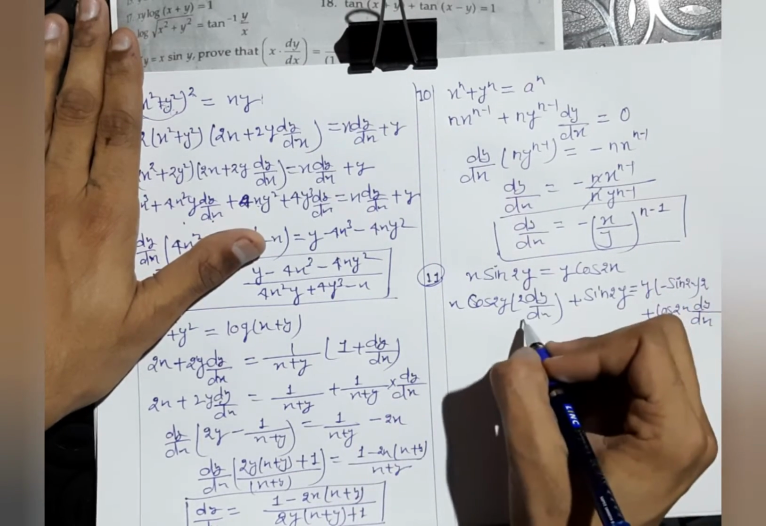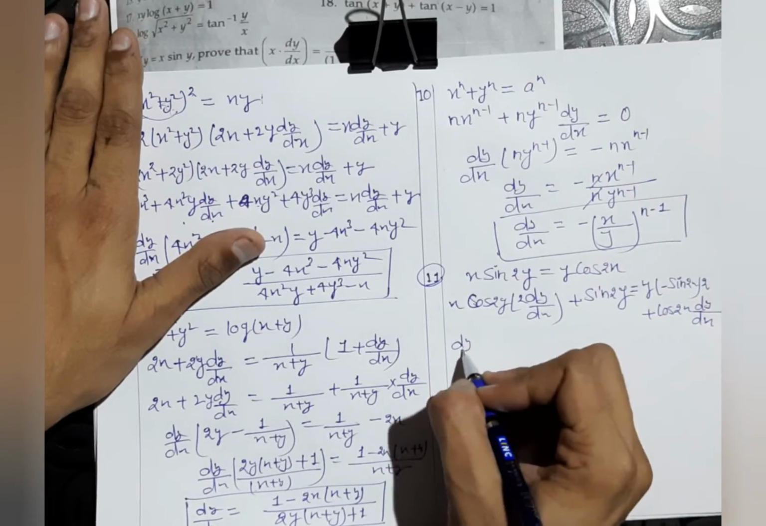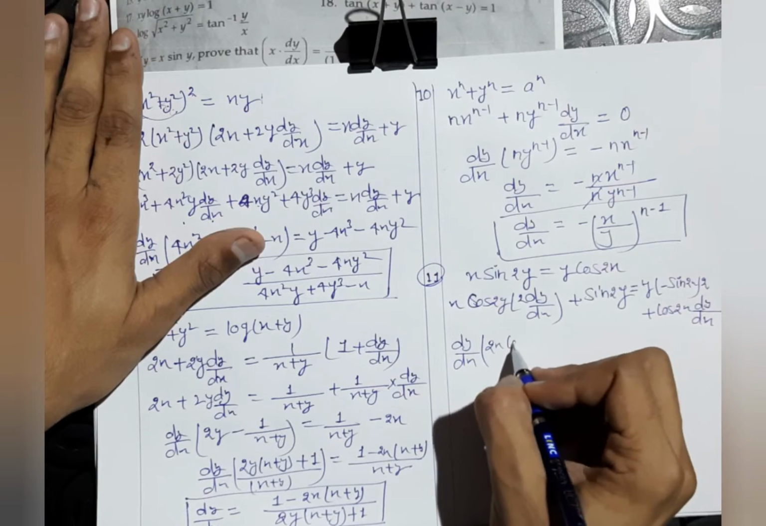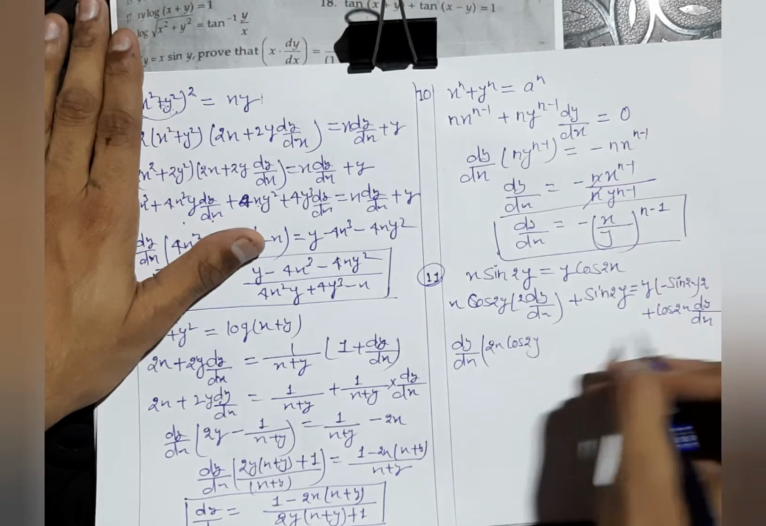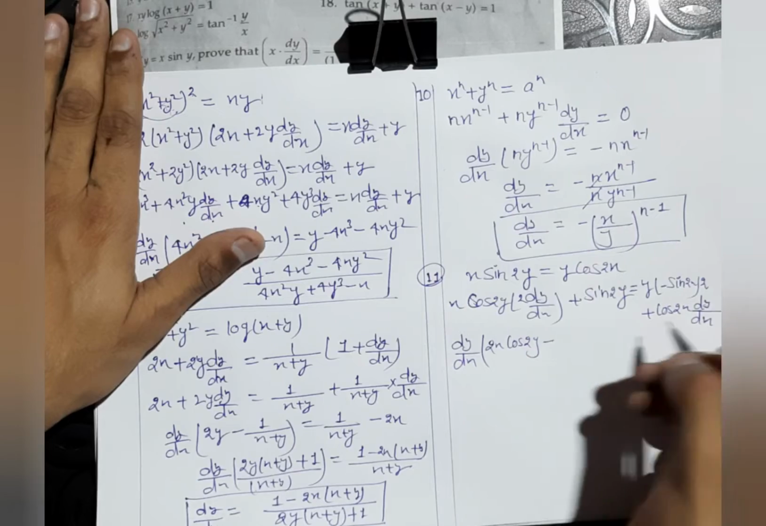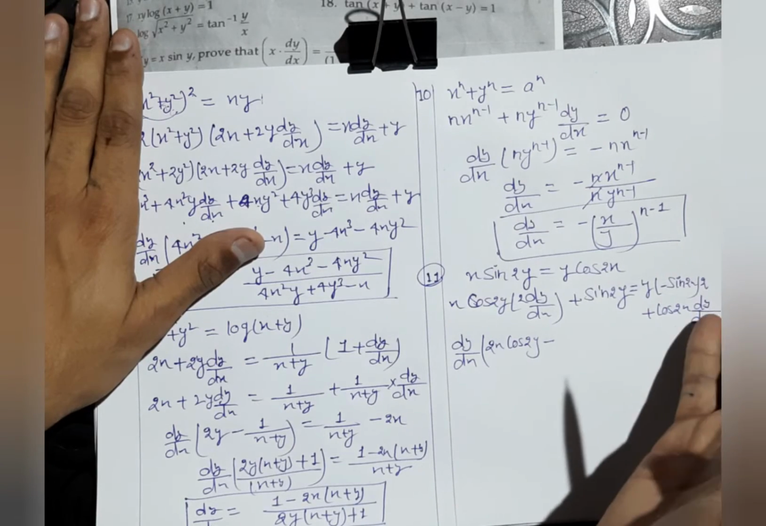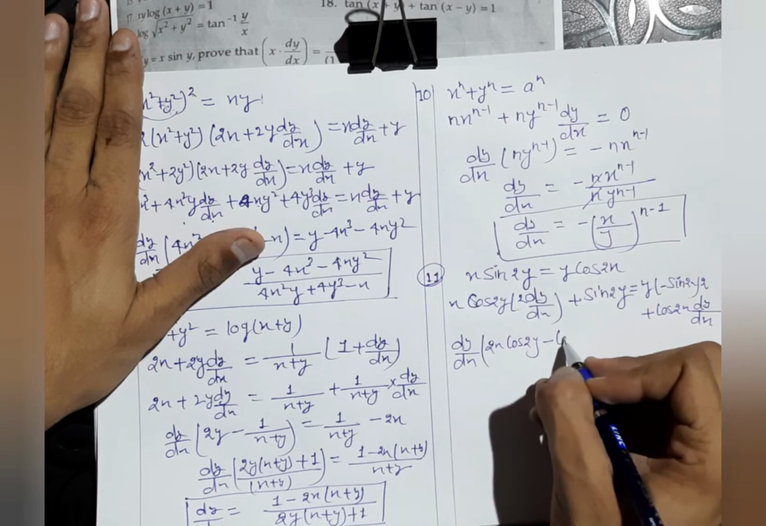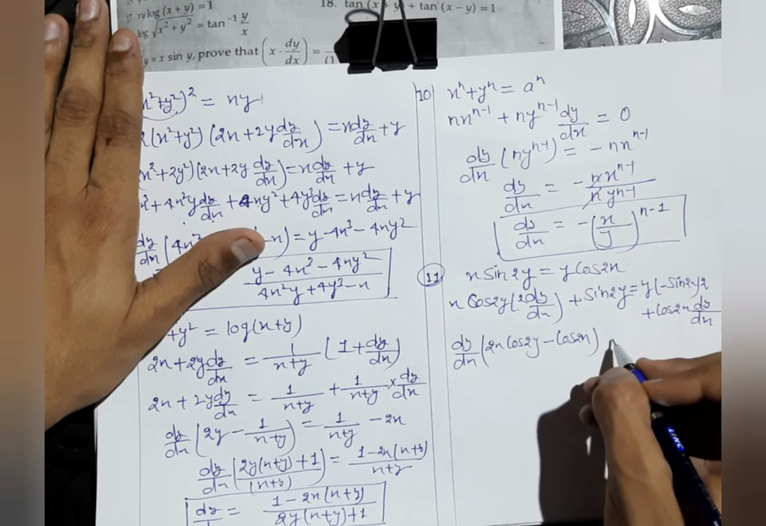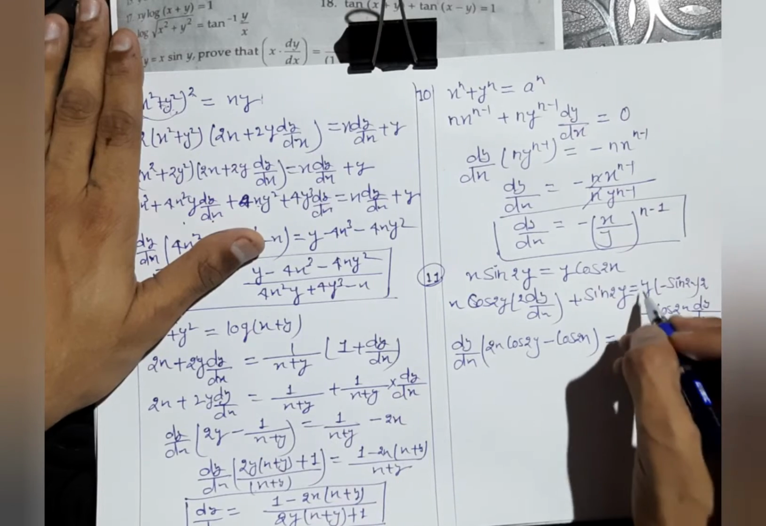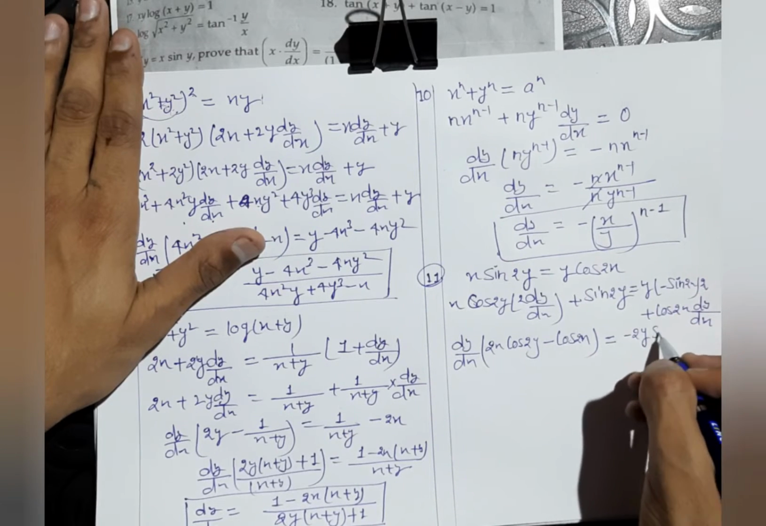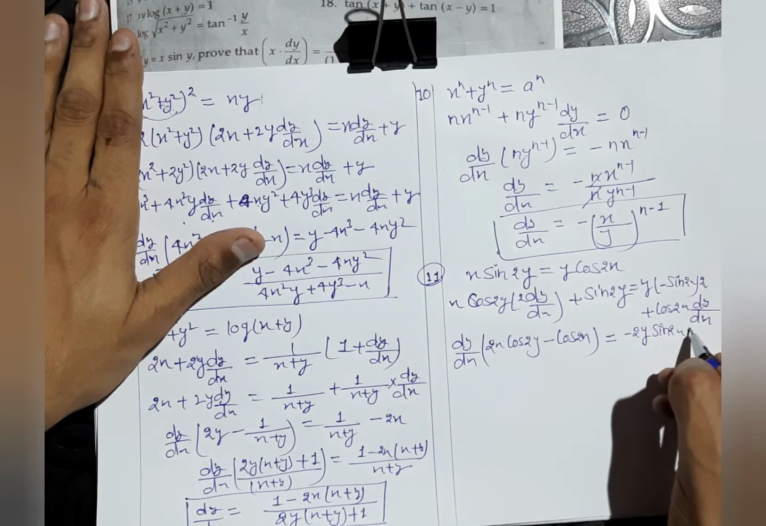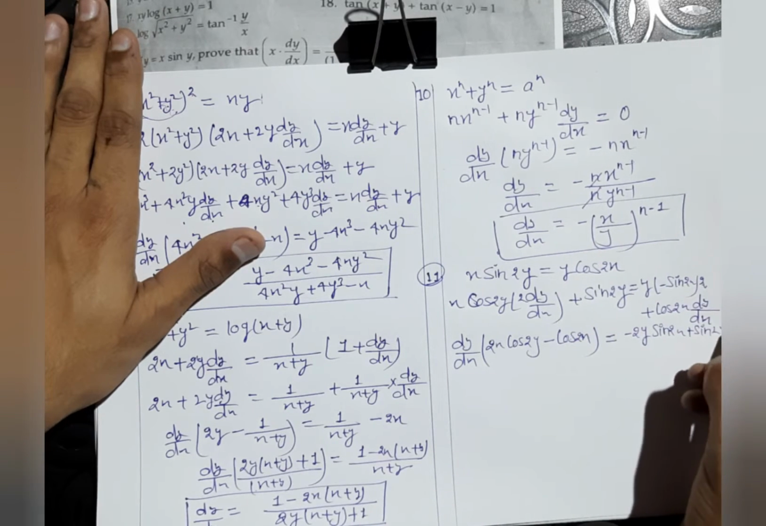So here dy over dx and here dy over dx can be taken as common. So dy over dx is common in the 2x cos 2y term, and this one is negative. After shifting from RHS to LHS, I get cos 2x only, and the remaining terms are minus 2y sin 2x, and this term, this is the plus sin 2y.